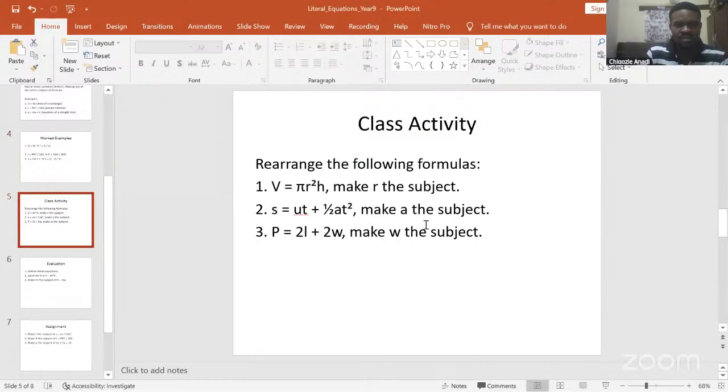So try this for me right now. Are you seeing this? Yeah. It says rearrange the following formulas. V is equal to pi r squared h. Make r the subject of the formula. So maybe when you finish solving it in your book, you can annotate on the screen for me. Let me see the way you're going to do it. Okay?